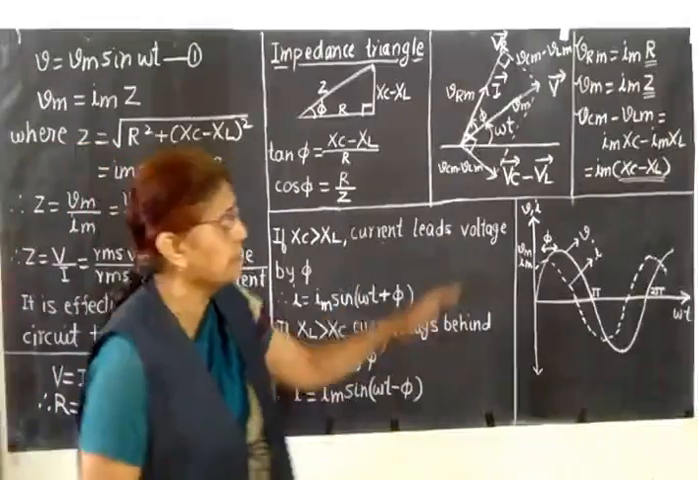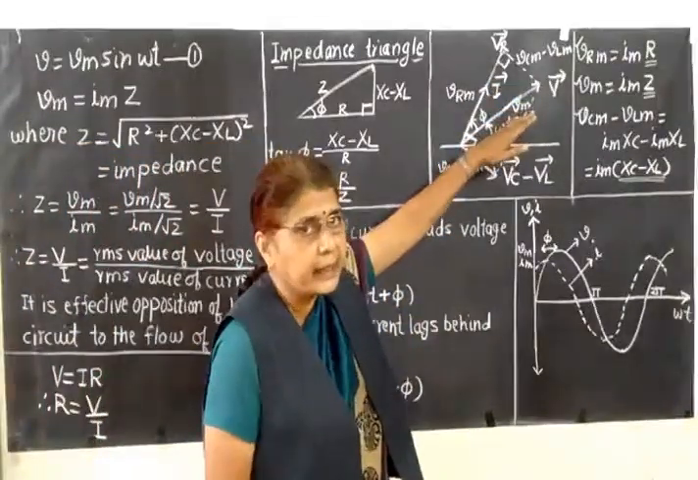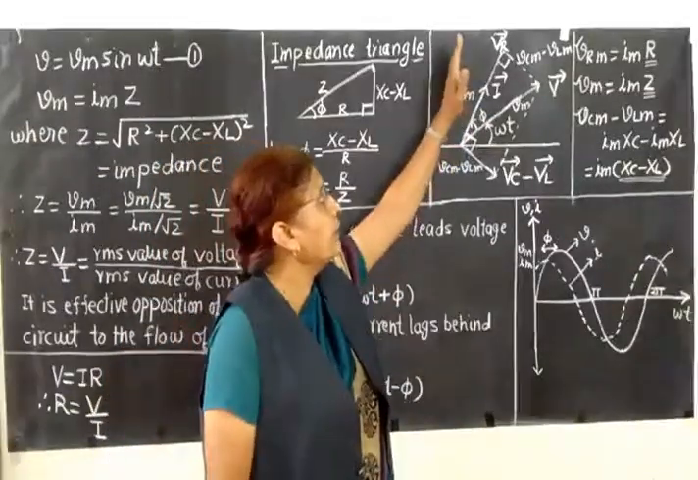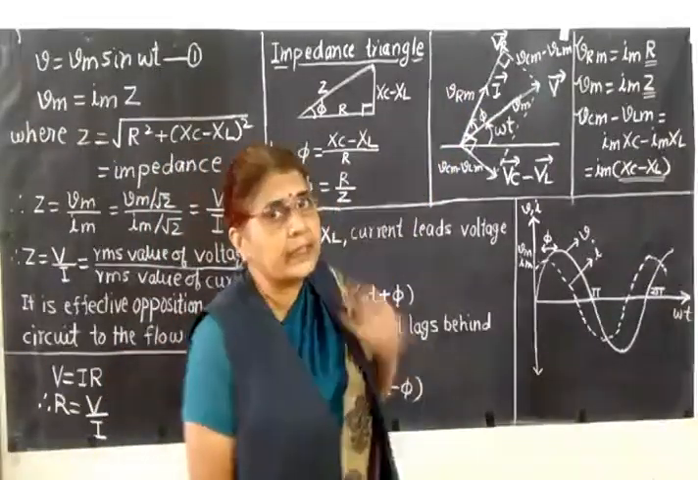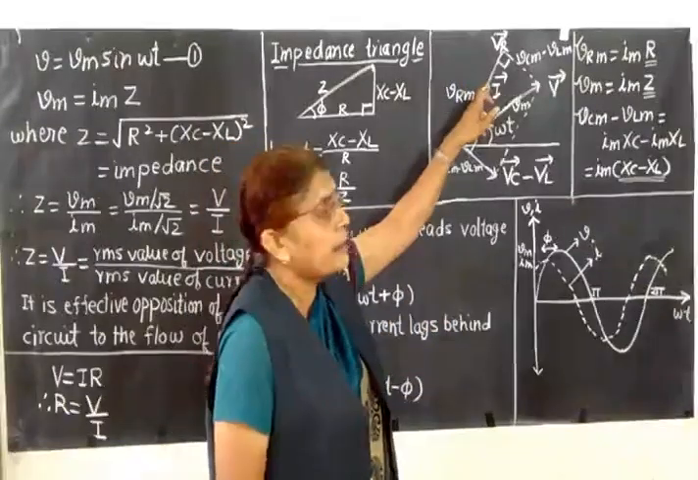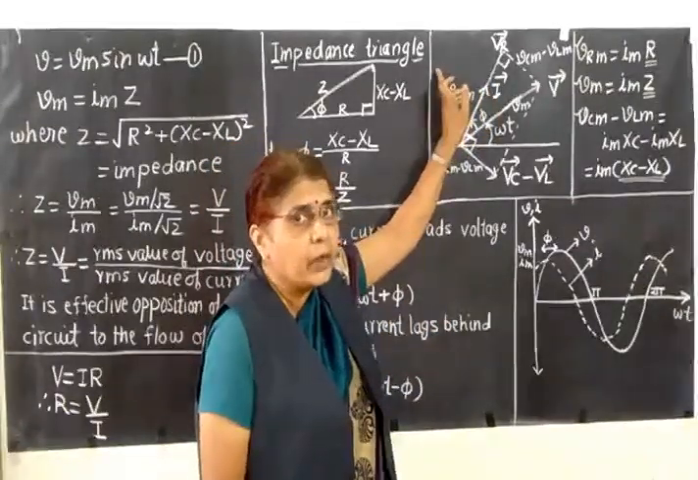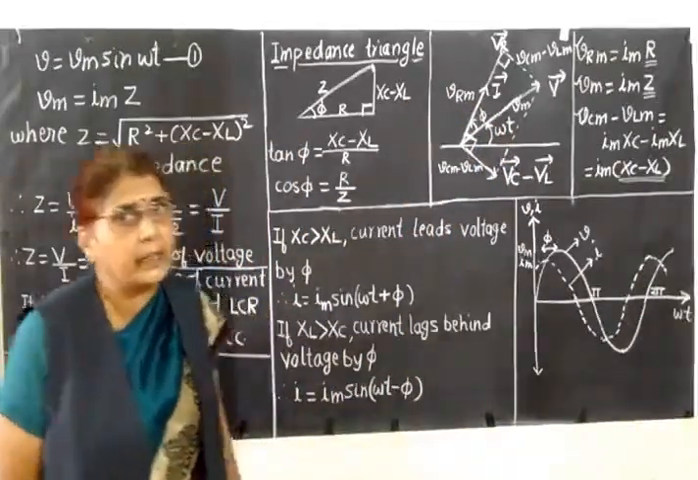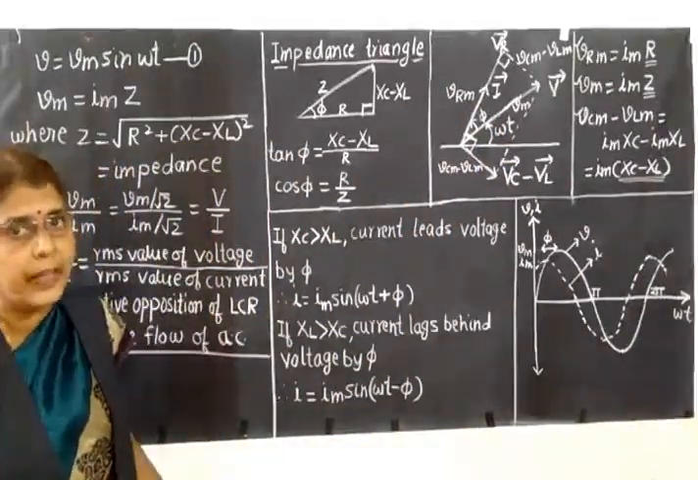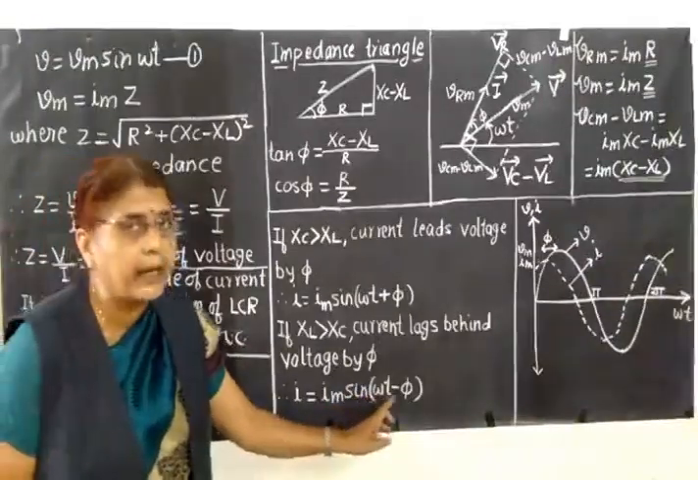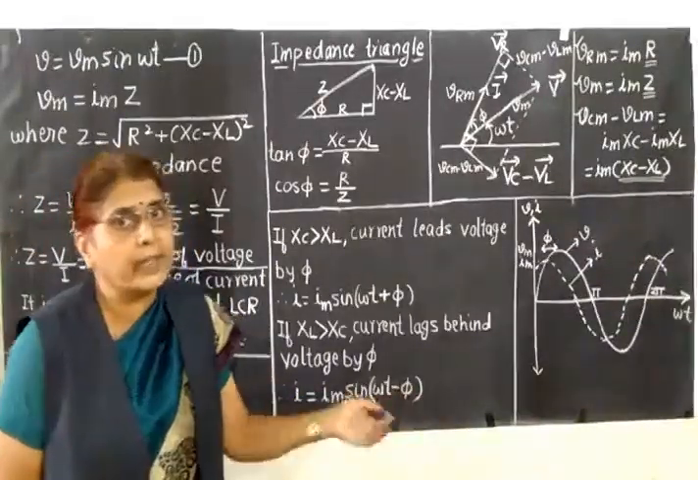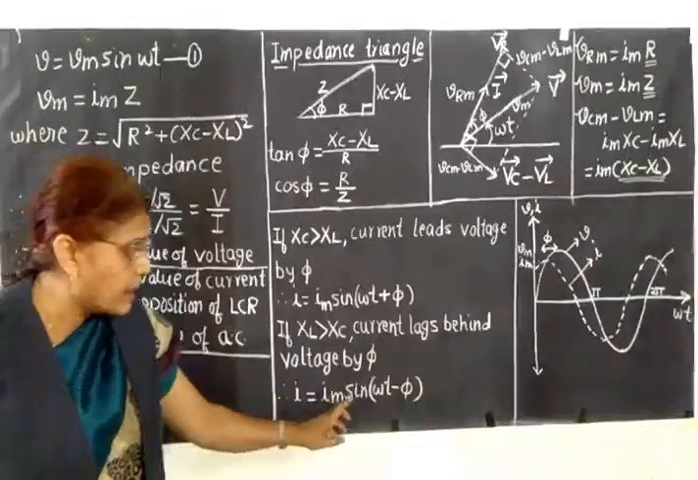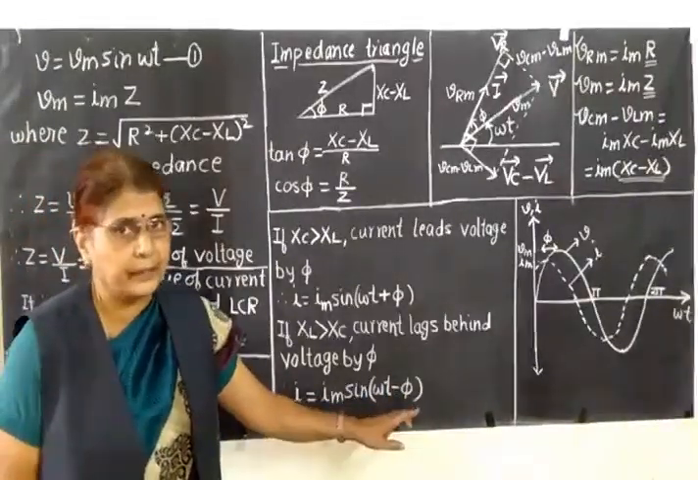Only one change. V was on this side. Now if you take XL greater than XC, V will be on this side. What is the meaning? The current now will lag behind the voltage by the same angle phi. So if the current lags behind the voltage by an angle phi, what will be the phase angle for the current? It will be omega t minus phi. So what will be the expression for current in this case? I is equal to Im sin(omega t minus phi).